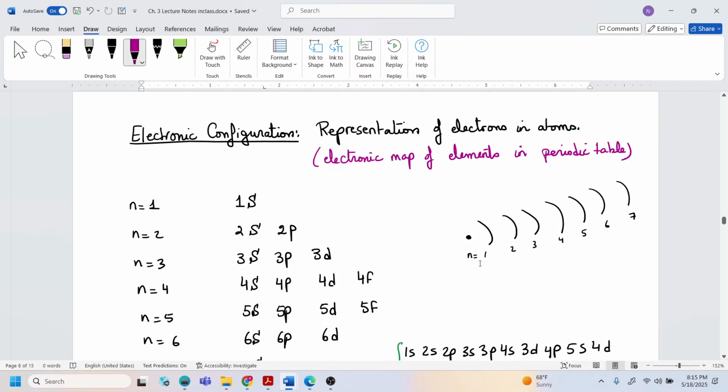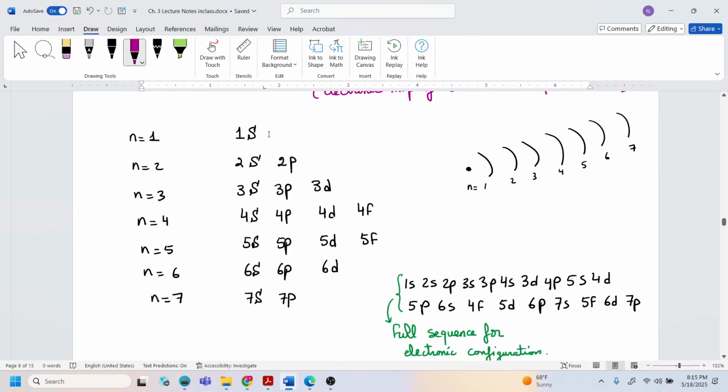Okay, so n equal to 1. The first shell, n equal to 1, has only the S orbital in it. That's it. It doesn't have any other orbitals. It has 1 orbital, so we're going to write it as 1s. You can have that arrangement in the cheat sheet, and I've written this in the cheat sheet for you as well.